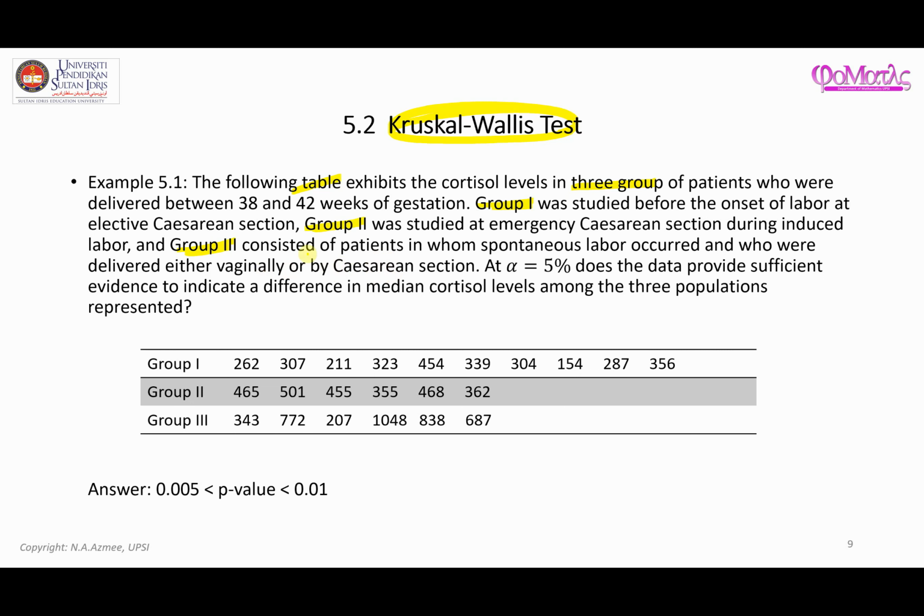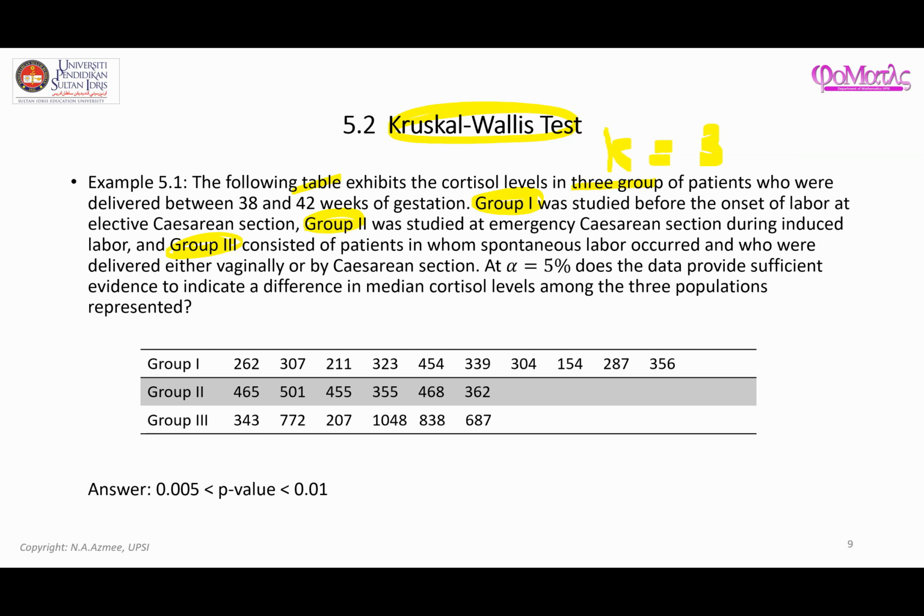Basically all the long sentences that you just saw are just a simple explanation about what group 1, group 2 and group 3 are. But the key point here is we have 3 independent groups, so our K here is equal to 3. That's the main point that we need to take.